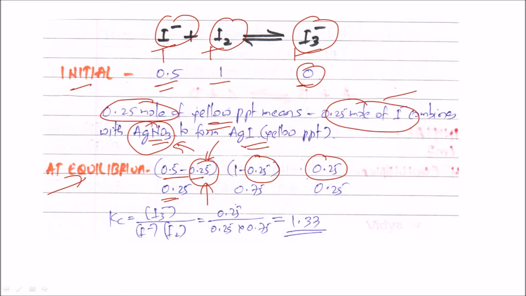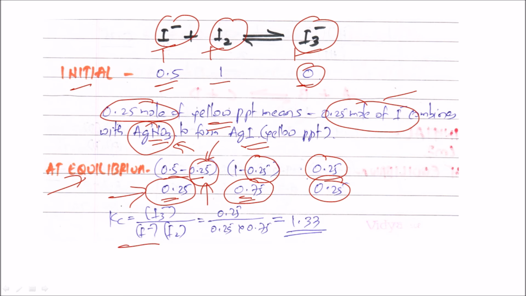Just see now in this case, 0.25 remaining for iodide, then I2 will be 0.75 remaining, because 0.25 is reacting with that. If 0.25 is reacting, the remaining will be 1 minus 0.25, it is 0.75. And if 0.25 iodide is reacting, it should form 0.25 moles of I3 minus. So we got the equilibrium concentrations now.